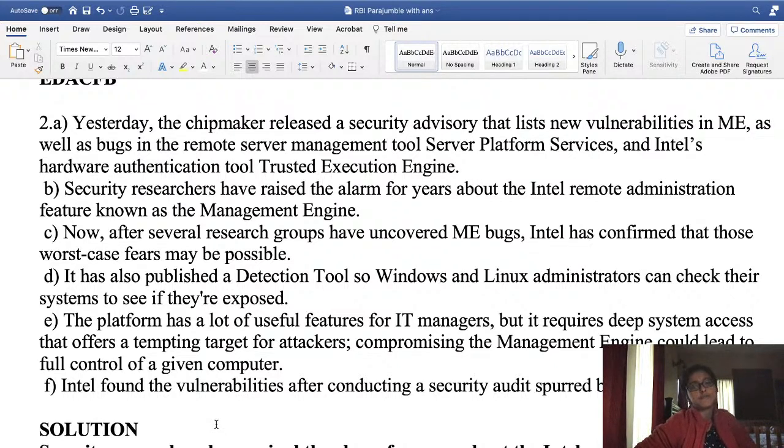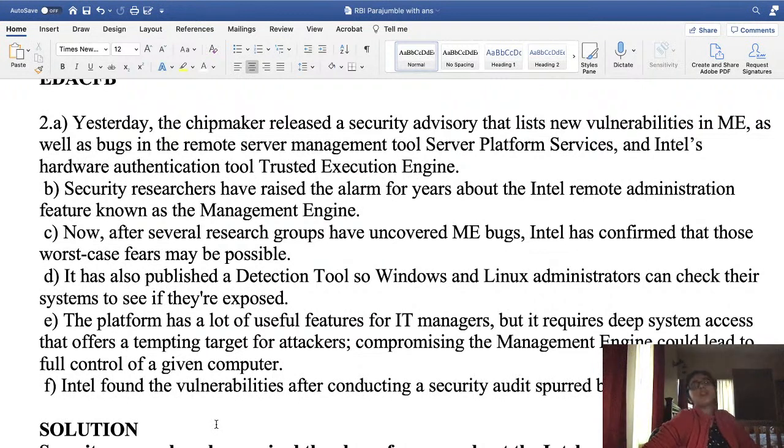So we have E done. F can be the next sentence. Yes, why not? Let's move on to A. Yesterday, the chip maker released a security advisory that lists new vulnerabilities in ME, as well as bugs in the remote server management tool, server platform services, and Intel's hardware authentication tool trusted execution engine.